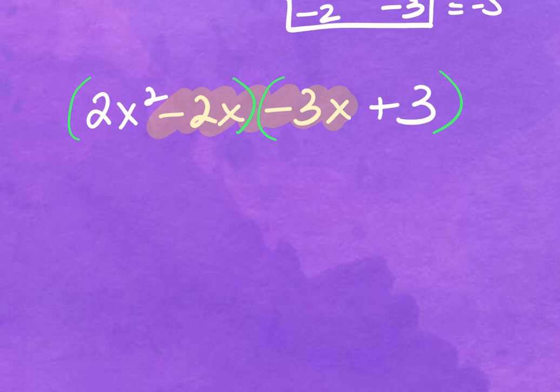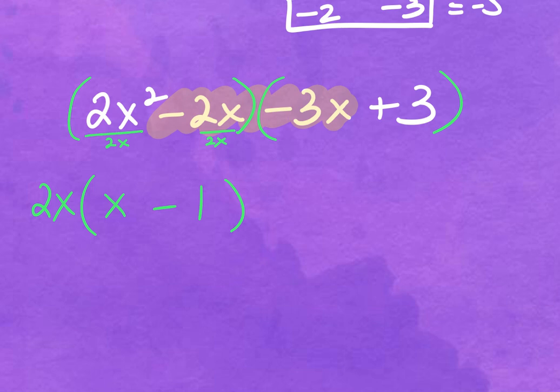Now what goes into both 2x squared and 2x? And 2. So I can take out a 2x. This divided by 2x and this divided by 2x. Leaves me with x minus 1. Never 0. Anything divided by itself is 1.